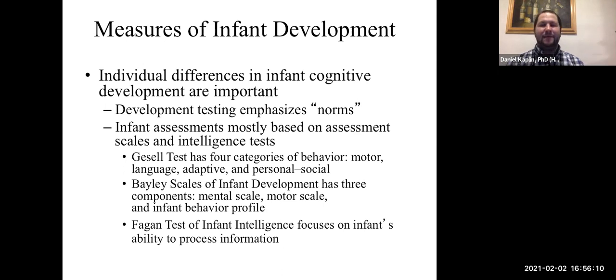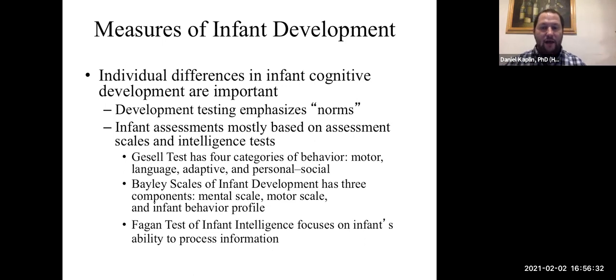Each of these are age-related norms. So we expect a child to perform with greater proficiency as they get older, right? So your benchmark of being considered normal is lower when you're younger than when you're older.